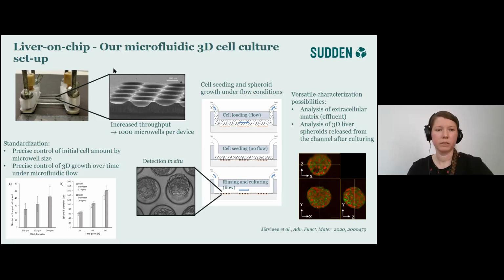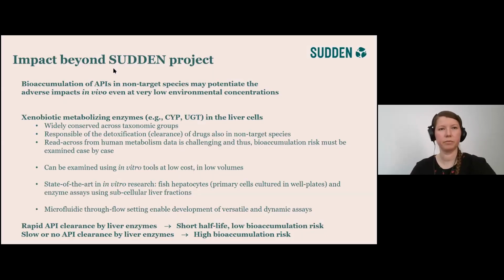And the spheroids can be taken out from the chip, so we can also analyze them in versatile ways. We can use sophisticated microscopic evaluation tools like light sheet microscope, and then we can dissociate the cells from the spheroids and use flow cytometer, for example. So this is one of the concepts that we are developing in the SUDDM project in brief.